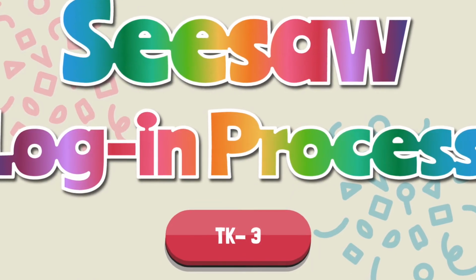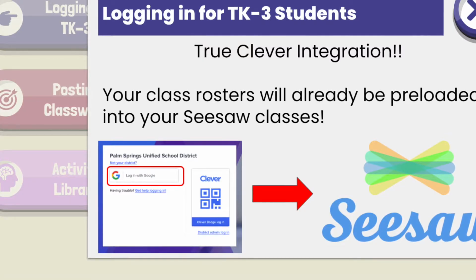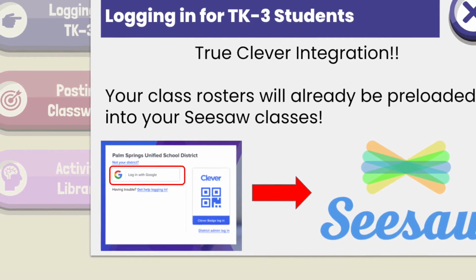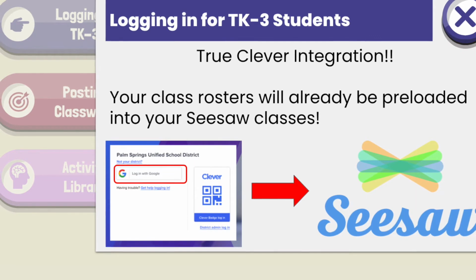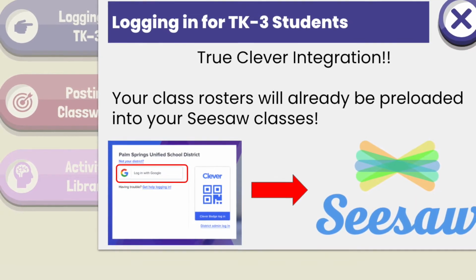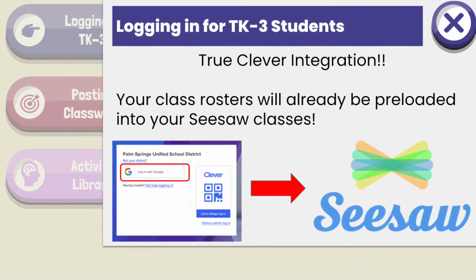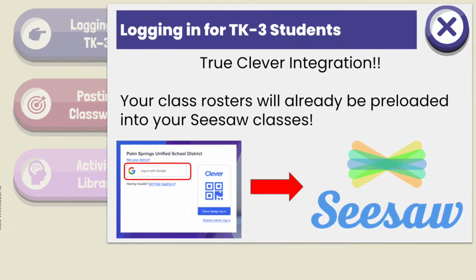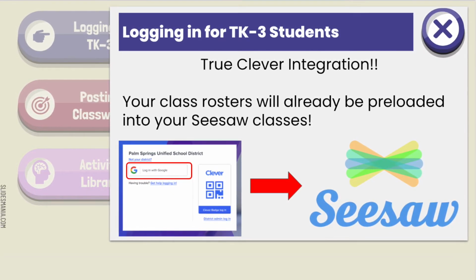This year we have some exciting news for our TK to 3rd grade students. This year they'll be automatically placed into your Seesaw classes. We will have a true sync between Clever and Seesaw. The students in your class rosters in Synergy will be automatically loaded into your classes via Seesaw. All your students have to do is log into Clever with their Google account, click on the Seesaw icon, and they'll be taken directly to your Seesaw class and automatically logged in.